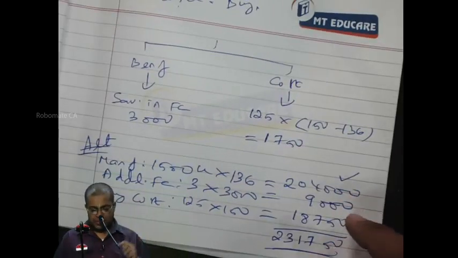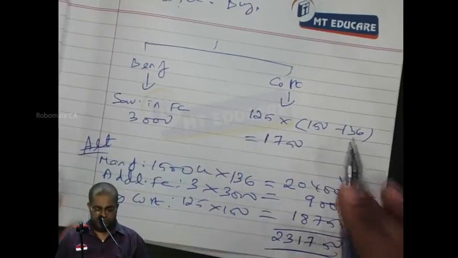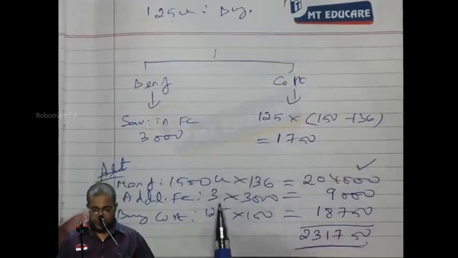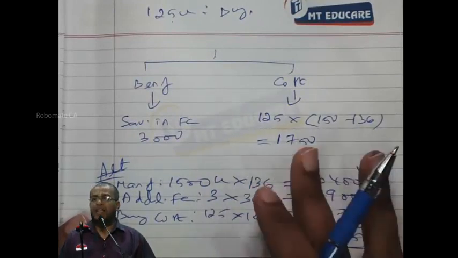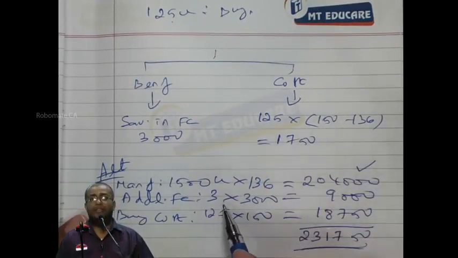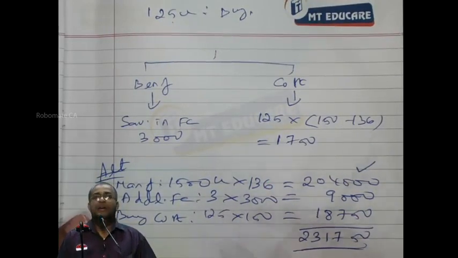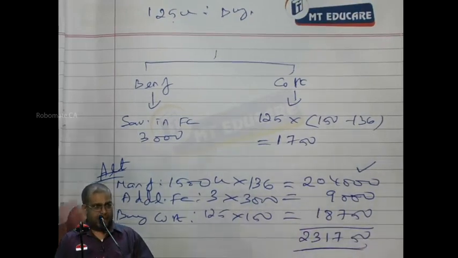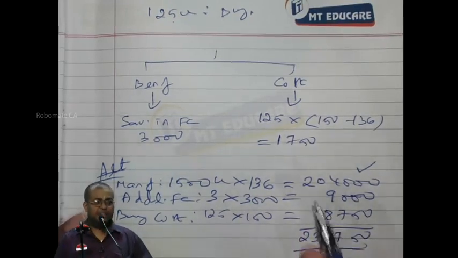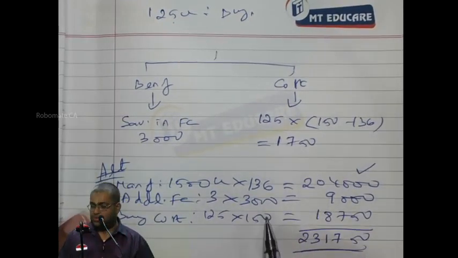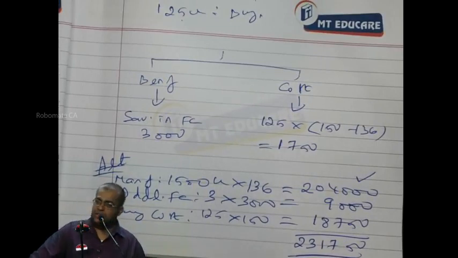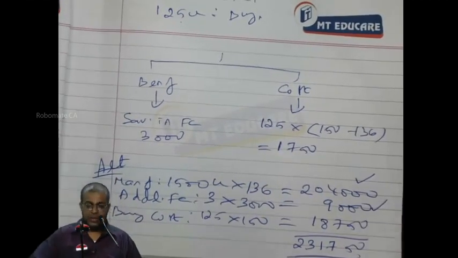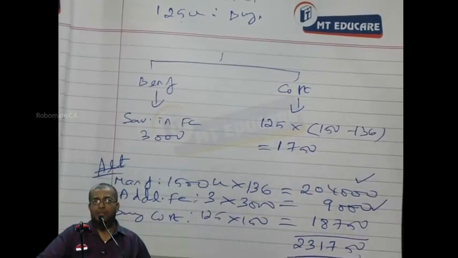Next, additional fixed cost. Since I manufacture only 1500 units, how many hours are required? 3000 hours are required, right? 3000 hours into 3000. The 3000 hours slots I am using, how much base rate here? 3000. 3000 hours into 3000, what's the amount? 9000. Additional fixed cost 9000.